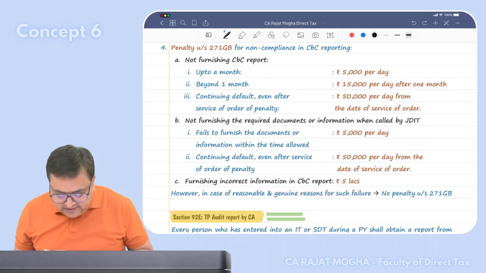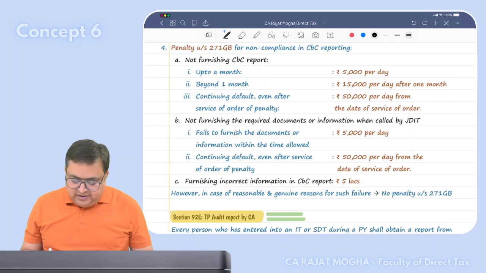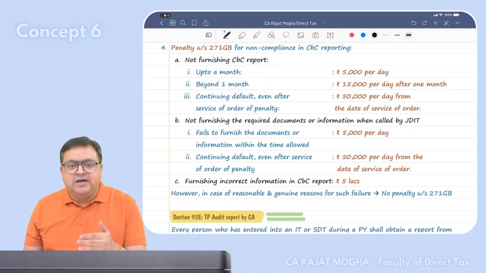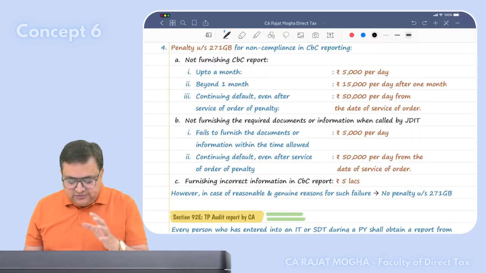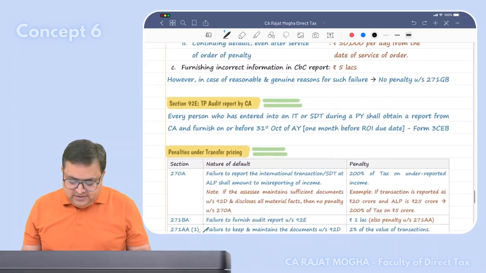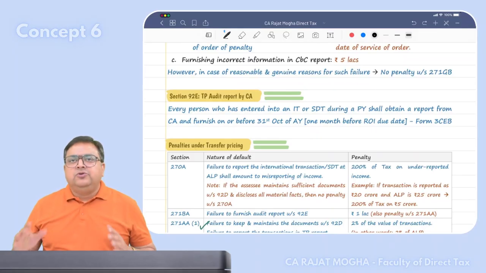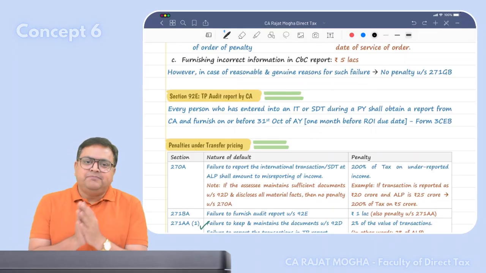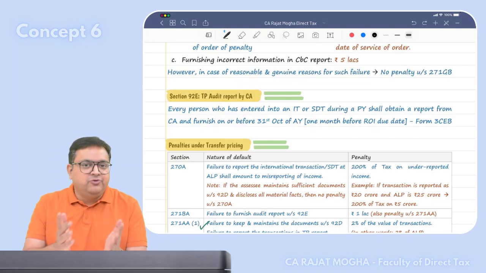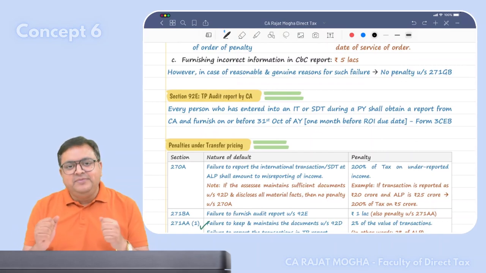And if you furnish incorrect information in CBCR report, 5 lakh would be the penalty, right? However, if you have genuine and reasonable reasons, and the joint director is satisfied, then no penalty in that case, right? So this was CBCR reporting, guys. If I see the previous trends of the examination, they have not asked much on CBCR, but we never know from where the examiner will ask. So please be ready for everything.